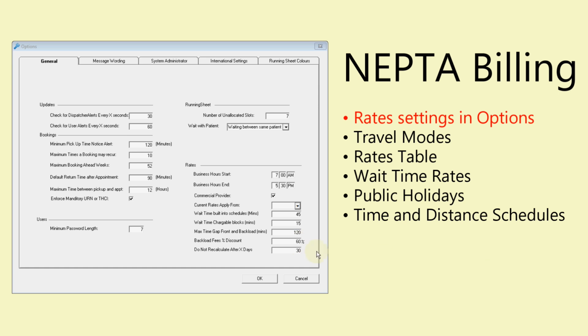And the last field tells NEPTA not to recalculate the cost of bookings that are over X days old, in this case 30 days old. Now if your organisation is in the habit of finalising its bookings every 7 days or every 14 days, then you could tell NEPTA not to recalculate its bookings, say after 21 days. I would give yourself some leeway, just in case, due to illness or some other reason, there is a delay in billing. So that completes the option settings.